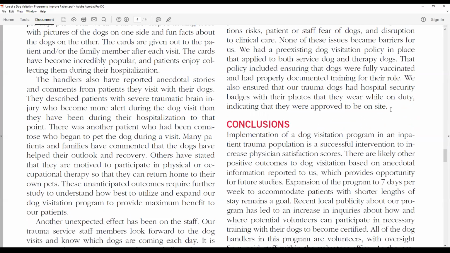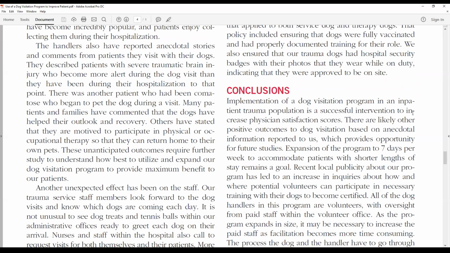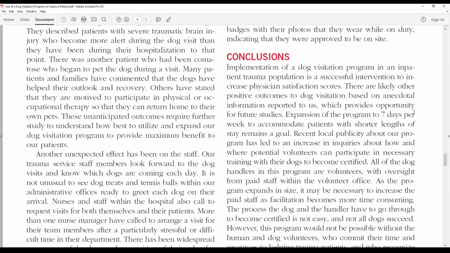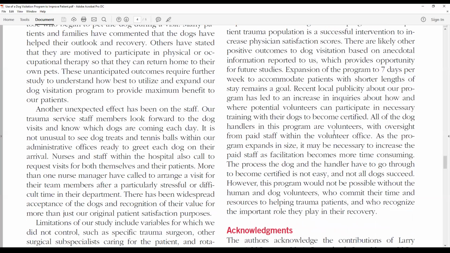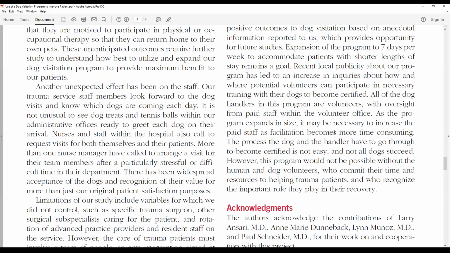Now this article has a discussion section and a conclusion section. Sometimes it does happen. Generally, the conclusion section is where they're going to talk about future research or talk about what they want to do in the future. Here they talk about how after they did their initial pilot program that they expanded it.